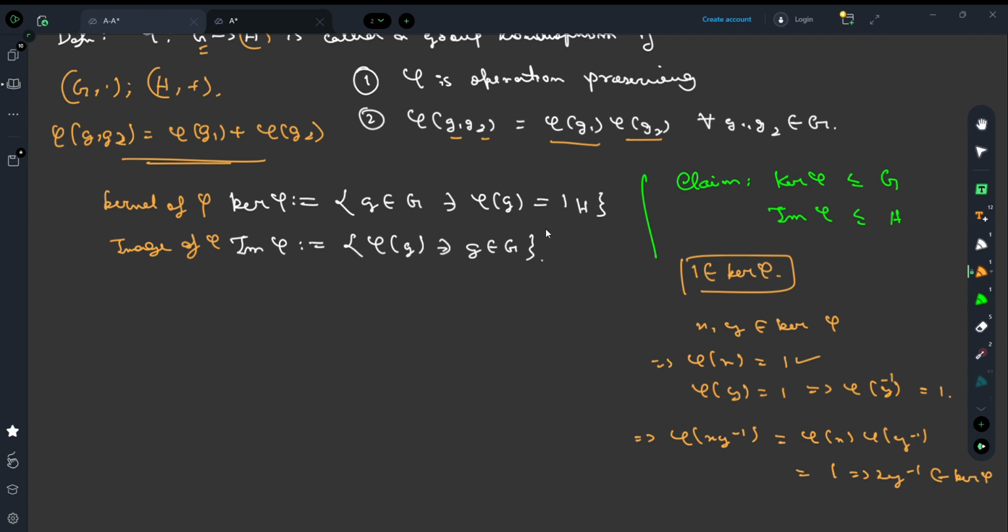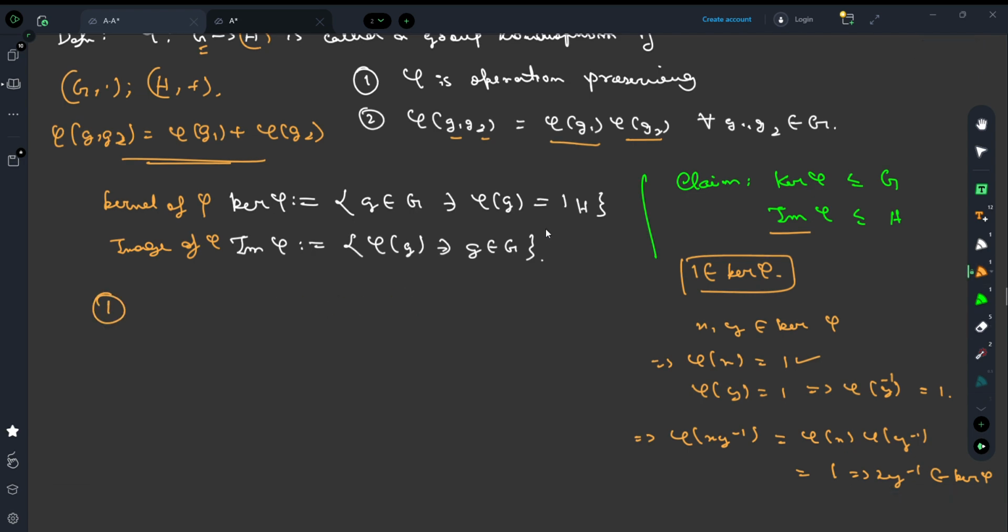Right? Let's talk about the image of phi. This is also pretty easy to observe because first of all the image is non-empty because 1 is an element of H, or at least an element of phi of G. So 1 is phi of 1. So it is indeed in the image space. Okay. Clear? Okay.